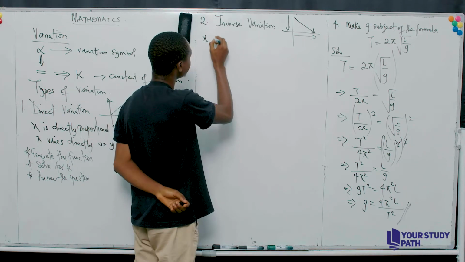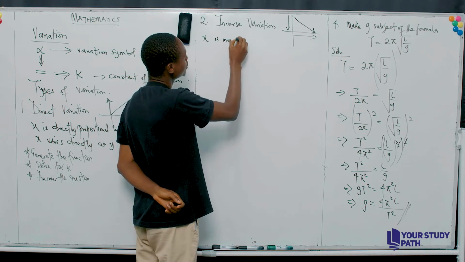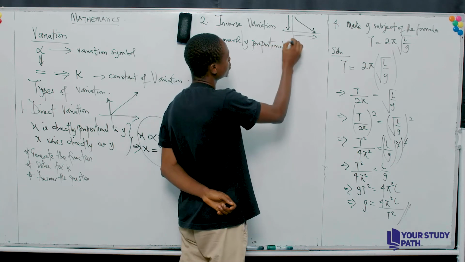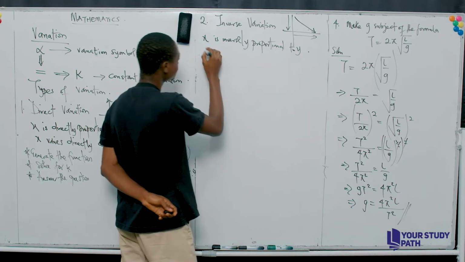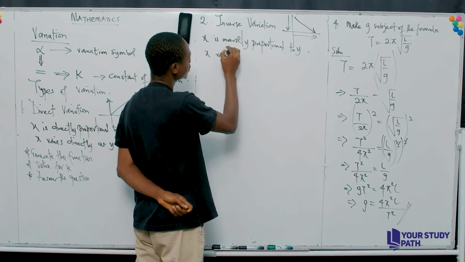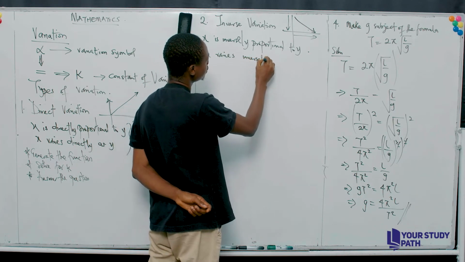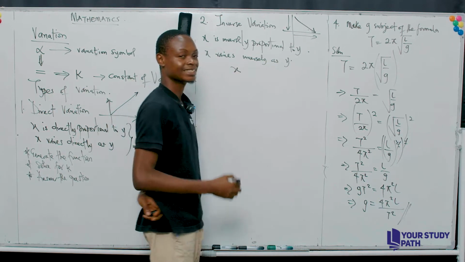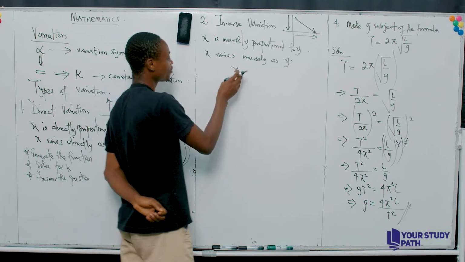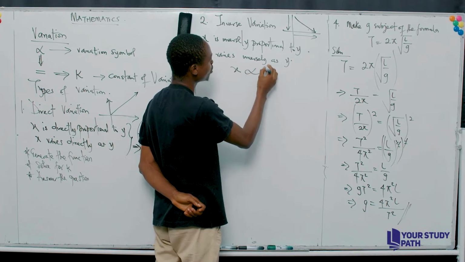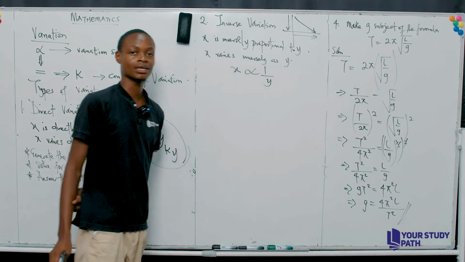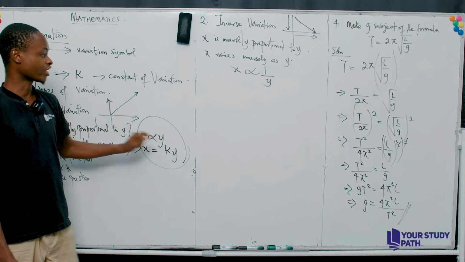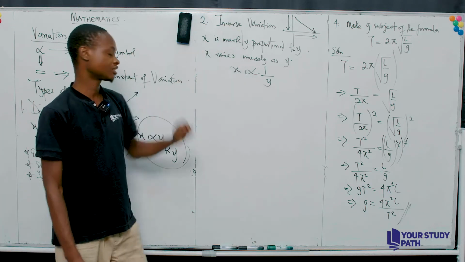We can simply say that x is inversely proportional to y, or we say that x varies inversely as y. And how do we write it? We write it as x. Remember that it's an increase-decrease scenario. So it means that whatever happens to x will create a reciprocal effect on y. Reciprocal effect. Look at the difference. Equal effect, reciprocal effect, inverse.